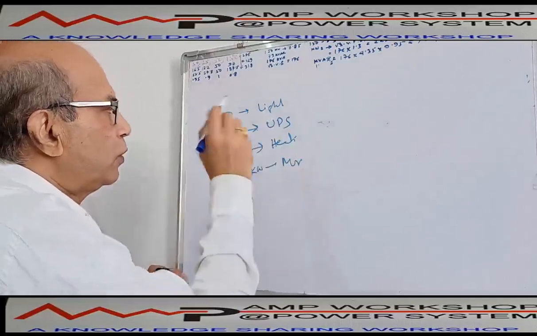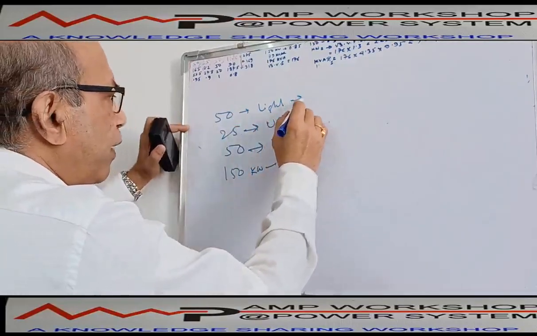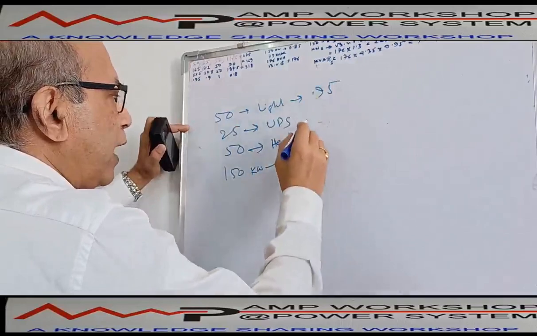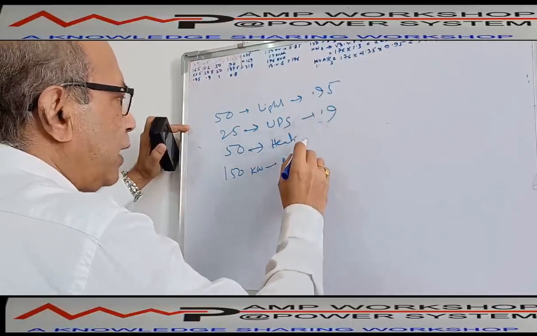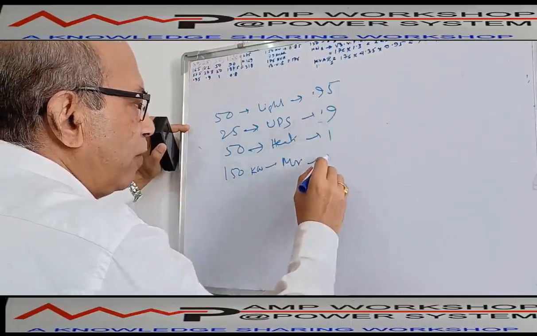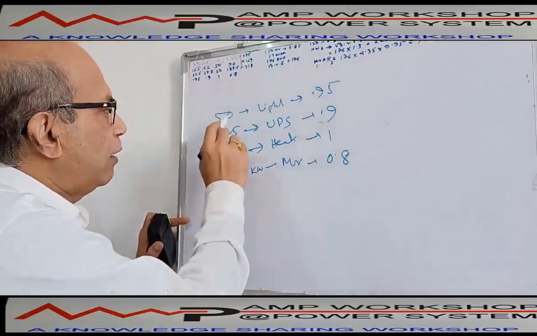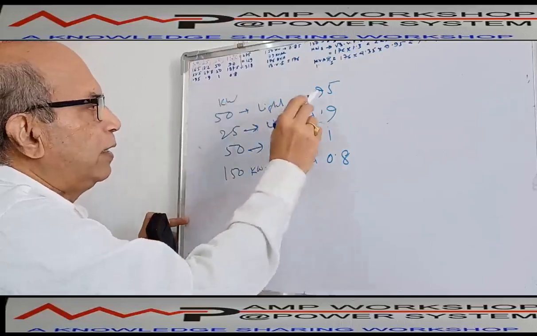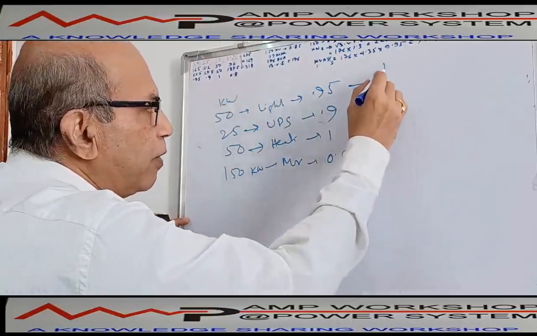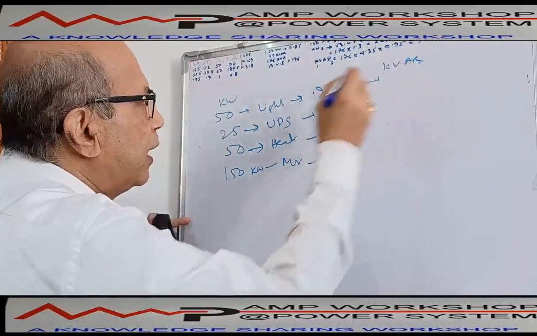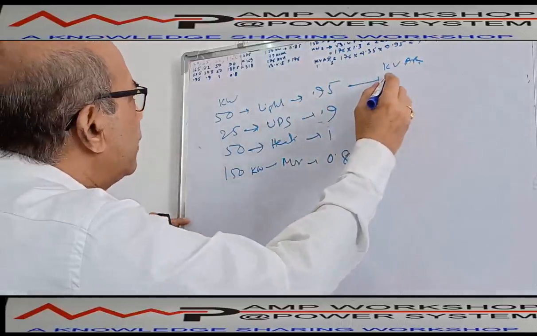A small motor load. Suppose we have a 50 kilowatt load with power factor 0.95, a lighting load with power factor 0.9, a heating load with power factor 1, and a small motor with power factor 0.8. If you calculate the kilowatt and then the corresponding kVAR, what will the kVAR be?